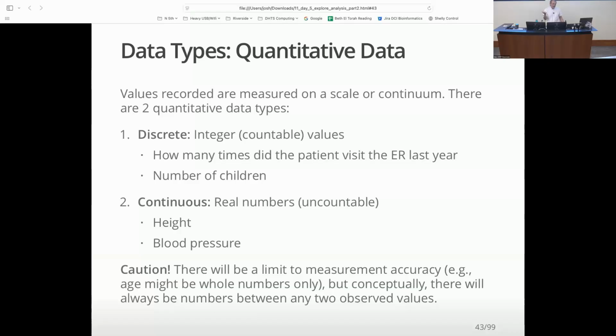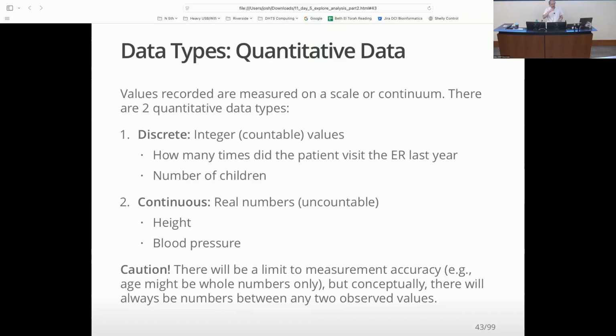Continuous quantitative values are real numbers, right? So it's not necessarily countable. These can be things like height or blood pressure. And you might say to me, in some ways it's countable. If I have values like 2.1 and 2.2, those are kind of countable. But there are an infinite number of numbers between 2.1 and 2.2.